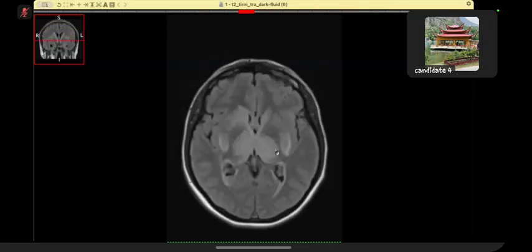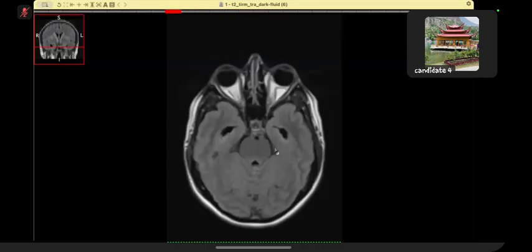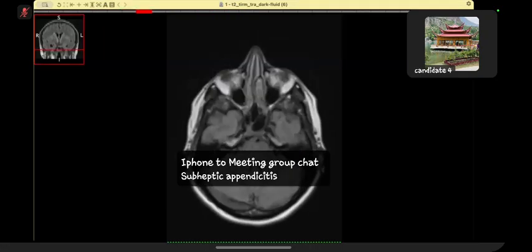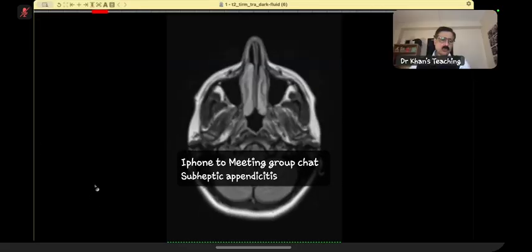So considering these, I would like to further see it in the diffusion restriction and the post contrast images, if available. Yes, sir. Just don't scroll.